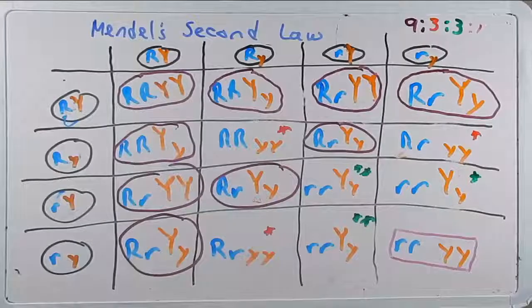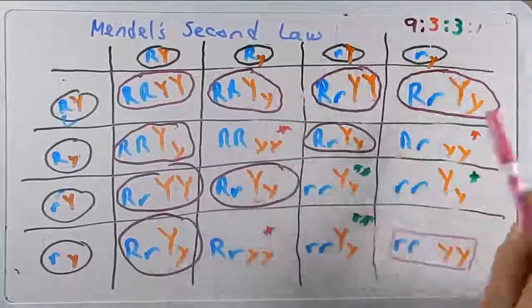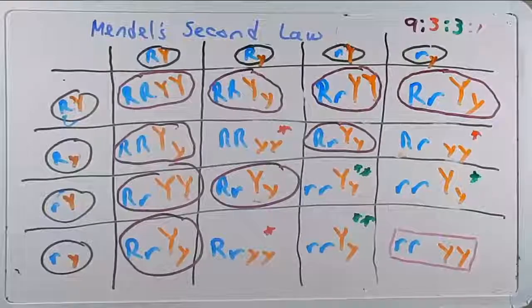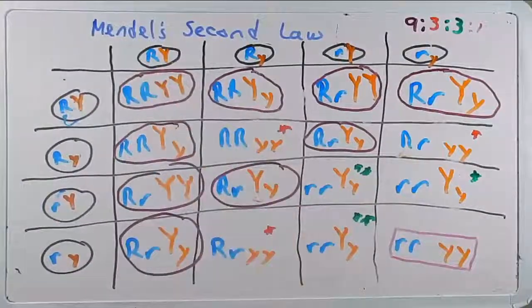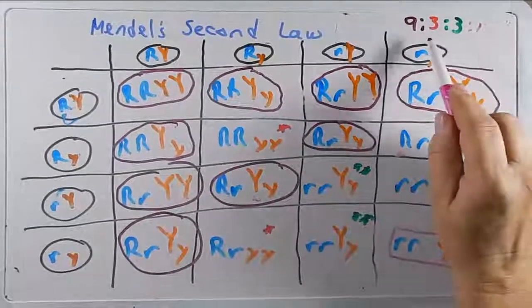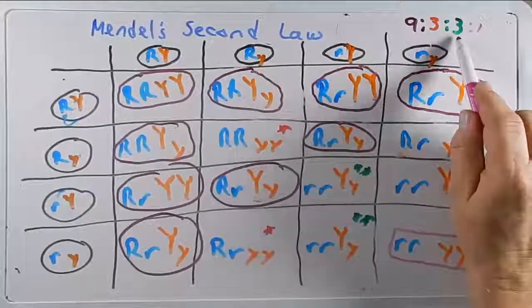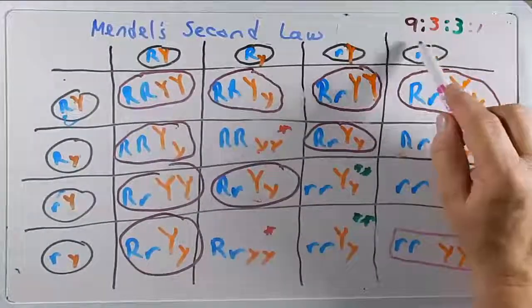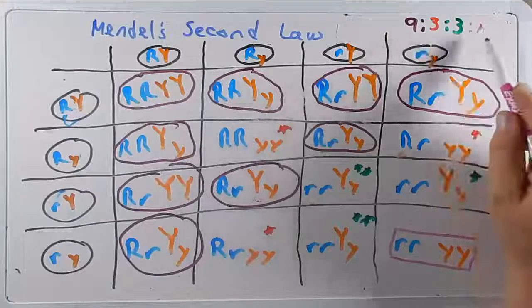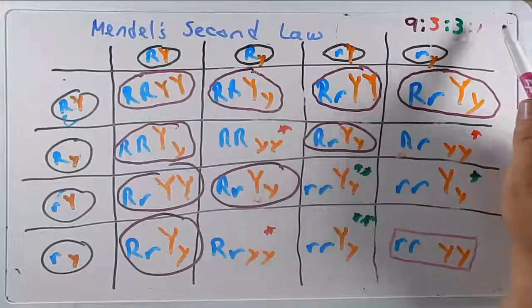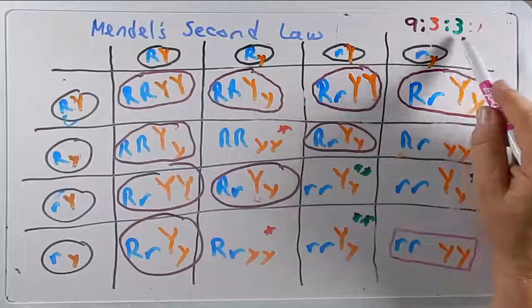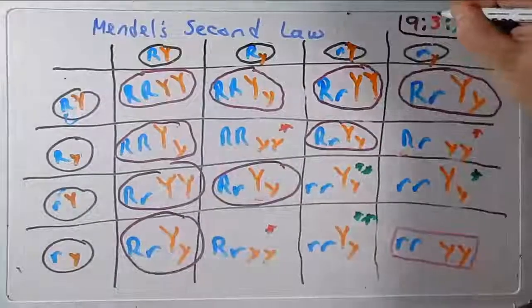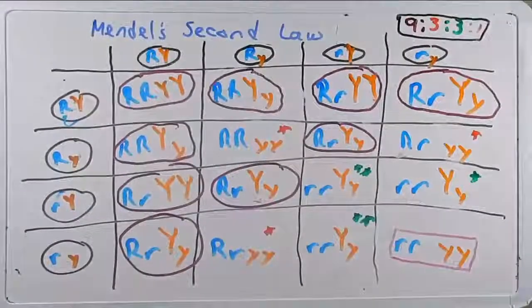Now the reason I knew it was going to be 9 to 3 to 3 to 1 is because anytime we do a dihybrid cross, that is a cross looking at 2 different traits at the same time, we're always going to see a 9 to 3 to 3 to 1 ratio. 9 fully dominant for both traits, 1 fully recessive for both traits, and then 3 of each where one of the traits is dominant, the other is recessive, and the other 3 it's reversed.